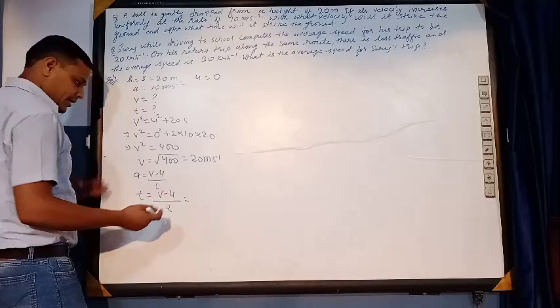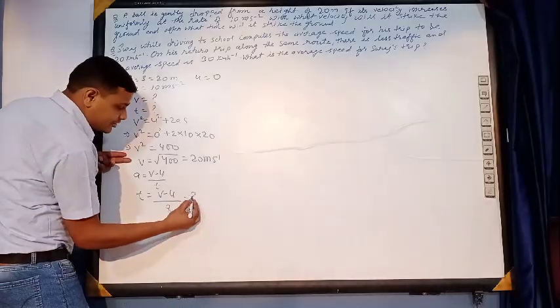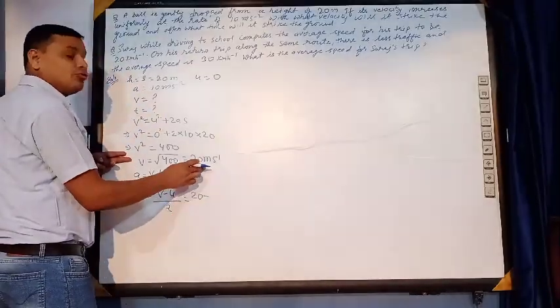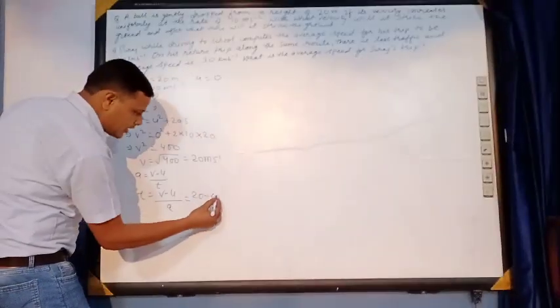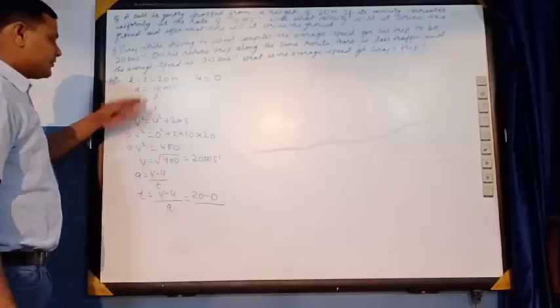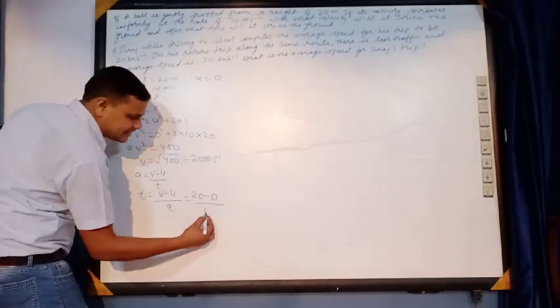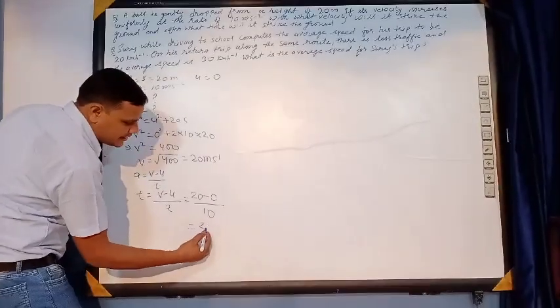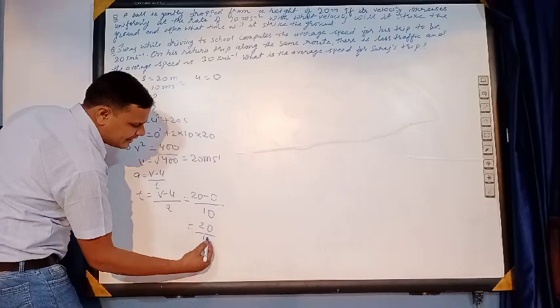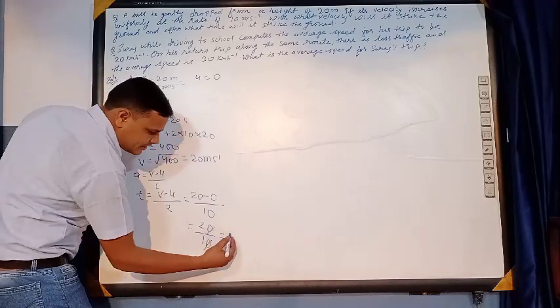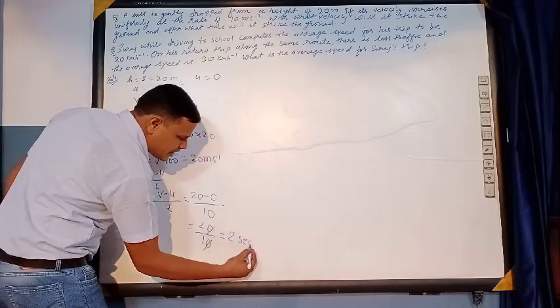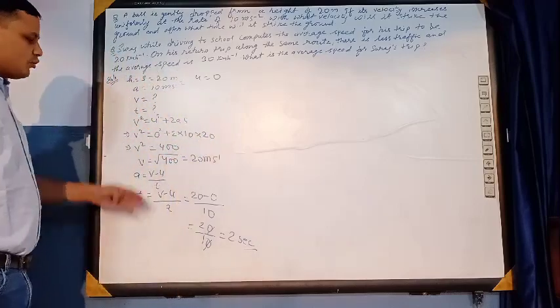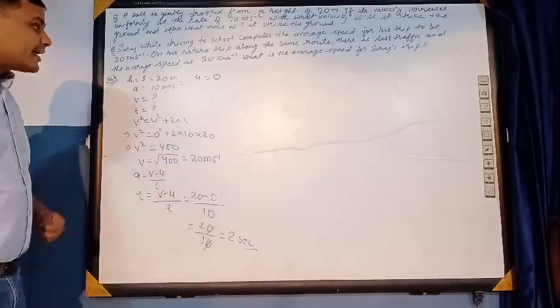What is the value of v? Now we have the value of v, that is 20. We have the value of u, that is 0. After that, upon the acceleration, that is 10. So overall we will get 20 divided by 10, that is 2 seconds. So it will strike the ground after 2 seconds.